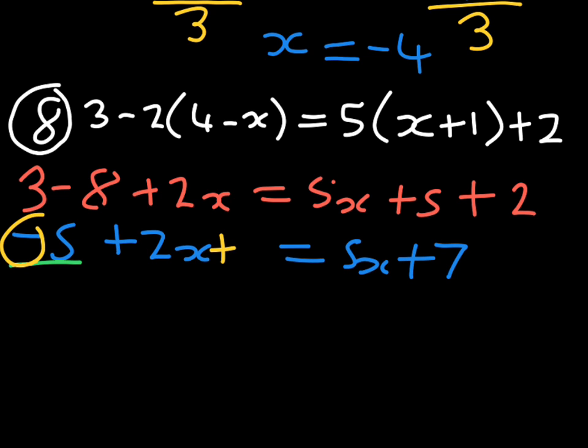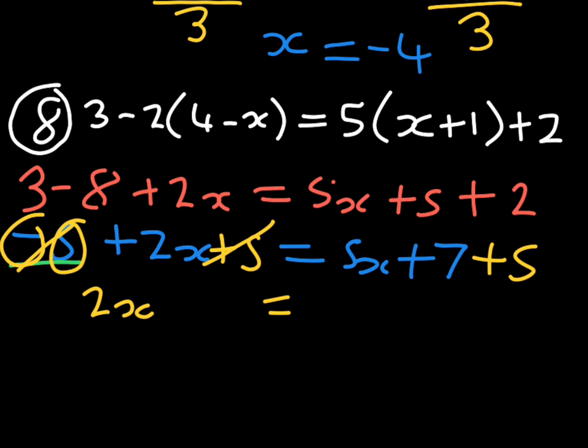And what are we going to add? Well, we simply have a look over here, and because that is a 5, we are going to add 5. So we've added 5 to our left-hand side, and now we need to do the same to our right-hand side. So our minus 5 and our positive 5 will cancel out, and we will be left with 2x on our left-hand side, and on our right-hand side, we will have 5x plus 7 plus 5, and 7 plus 5 is 12. So on our right-hand side, we will have 5x plus 12.